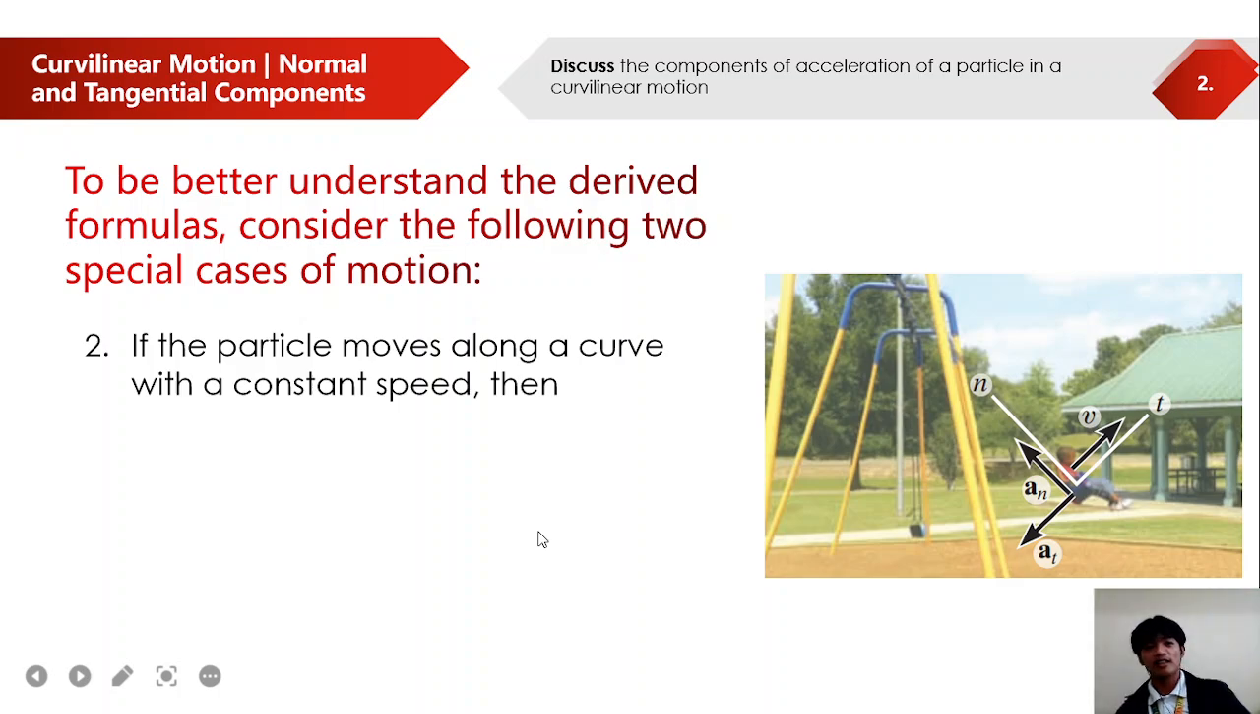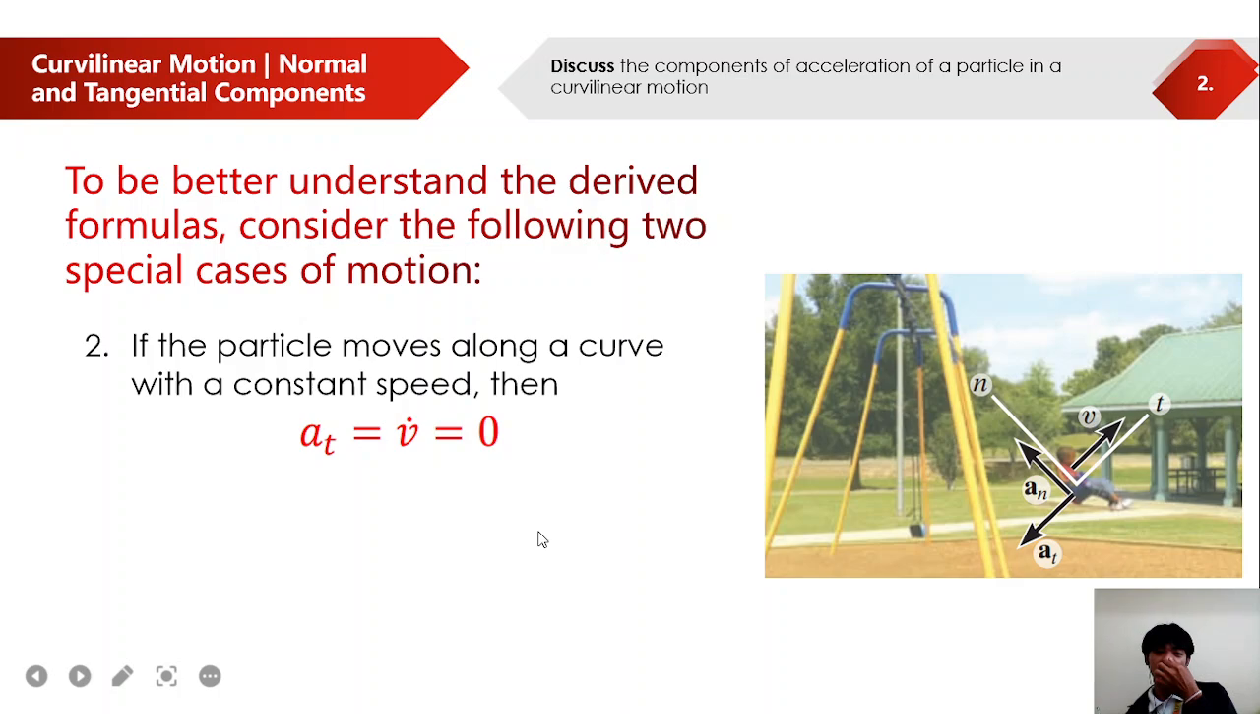Okay? So, that's the second case naman. If the particle moves along a curve with a constant speed, ayan. The first case is the particle moves in a straight line path. And the second case naman is the particle moves in a curve with a constant speed. Then, a sub t or the tangential component of the acceleration is zero. Kasi nga, constant speed, walang change of velocity, walang acceleration na nangyayari. But that's for the tangential component. Kasi yan yung tangent of the velocity.